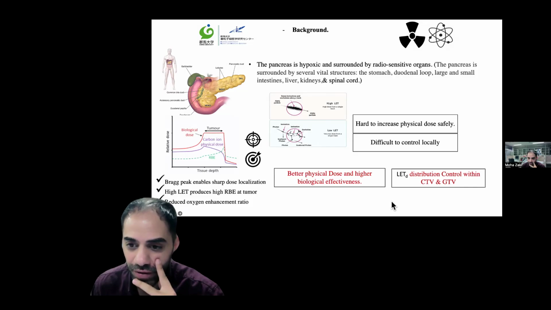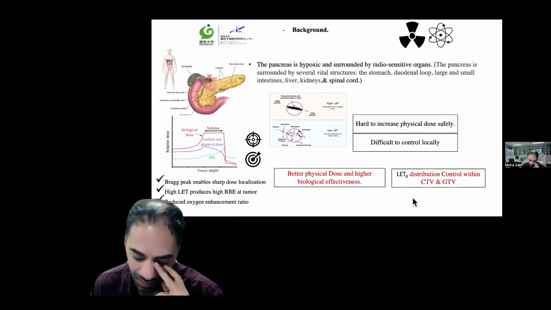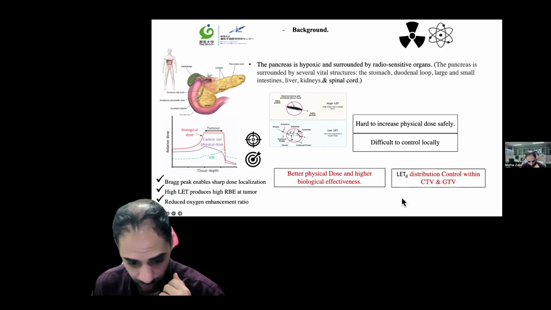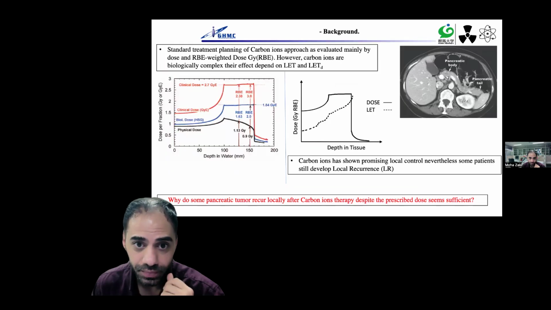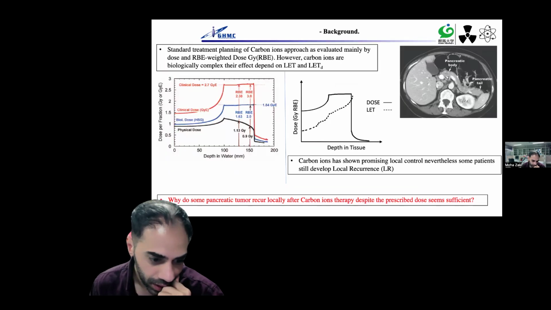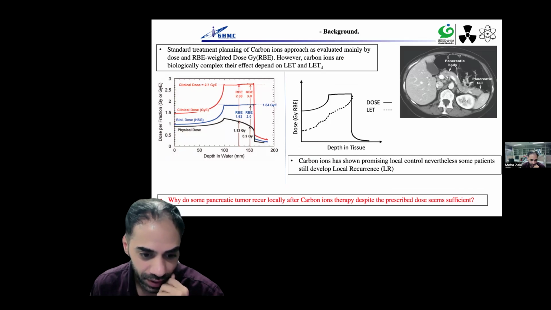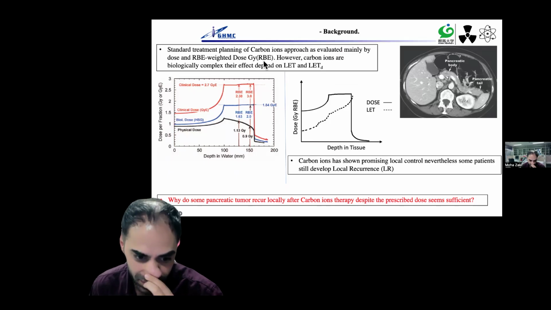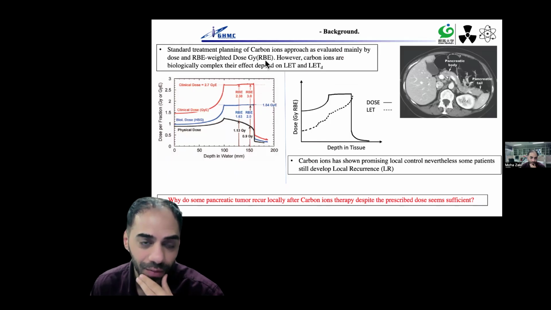Also, the dose average LET distribution can be controlled within the clinical target volume and the gross target volume. In standard carbon ion treatment plan, the plan is mainly evaluated using dose and RBE weighted dose in gray RBE.